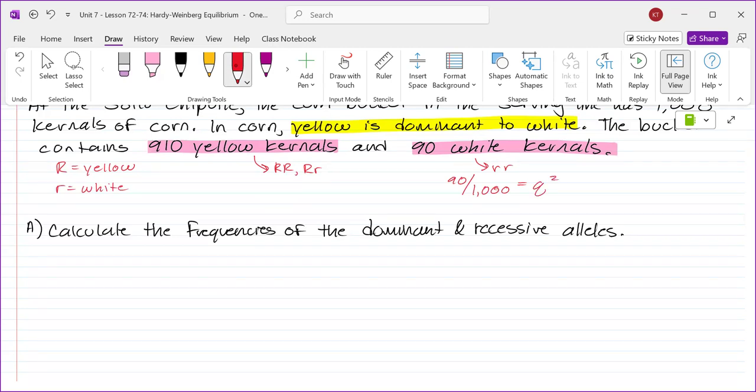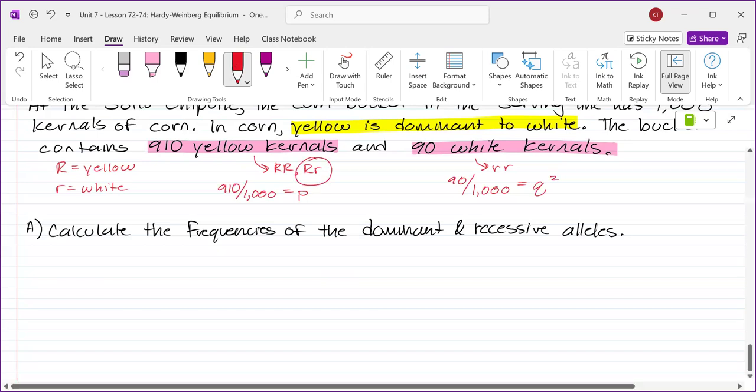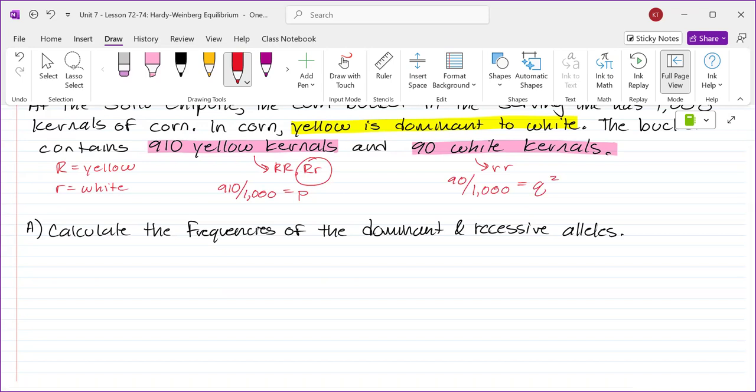Now, before I go any further, I want to make you aware of something that everybody all day has been messing up on. Kids all day today have been saying 910 divided by 1,000 equals p. And to that, I'm going to say, what about these? You're including recessive alleles in the number that's supposed to be strictly dominant alleles? That's not right. When you have a problem like this, if you can find q squared first, which is the frequency of homozygous recessive, everything else falls into place.